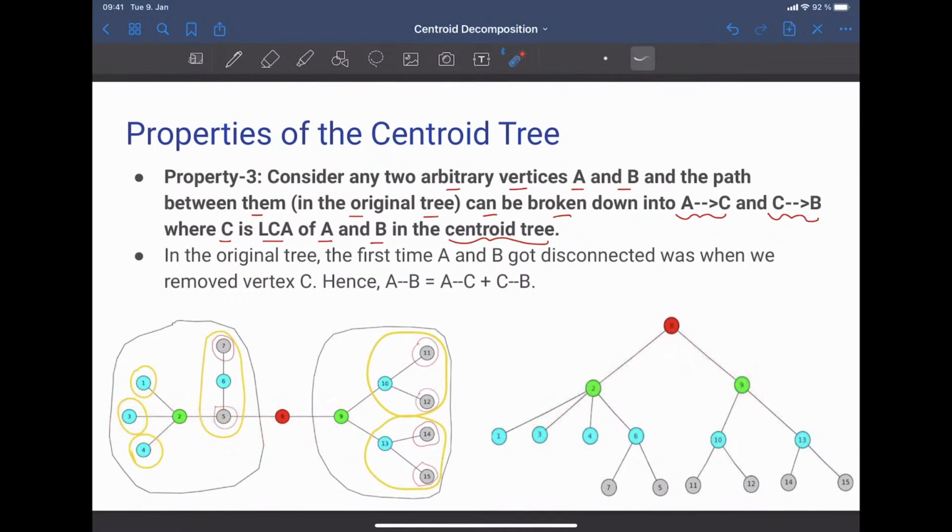And therefore, the path between 3 and 9 can be broken down into 8 to 3 and 8 to 9. Okay. Even if you try to pick some other examples, suppose you say 7 and 5. What is the LCA of 7 and 5 in the centroid tree? The LCA is 6. So I'm saying that you can break down the path between 7 and 5 as 6 to 7 and 6 to 5. And it is correct. Okay. So this is a very interesting property.